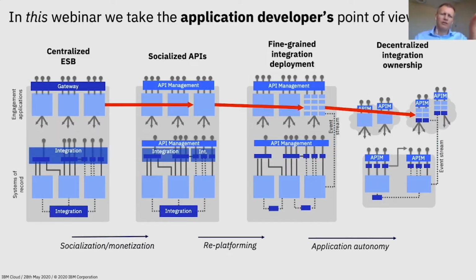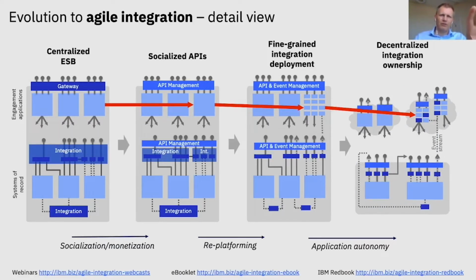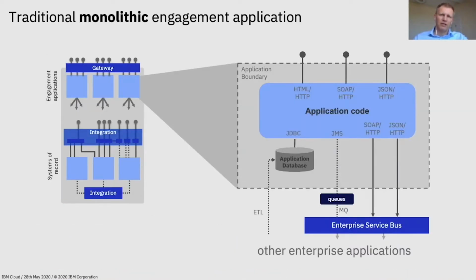So we'll start on the very far left of the diagram, and I'm going to zoom in to see what applications used to look like if we go back a good 10 years or so. The things you had to integrate to were, from an application developer's point of view, very well known. Things that were less well known were well hidden behind something like an enterprise service bus.